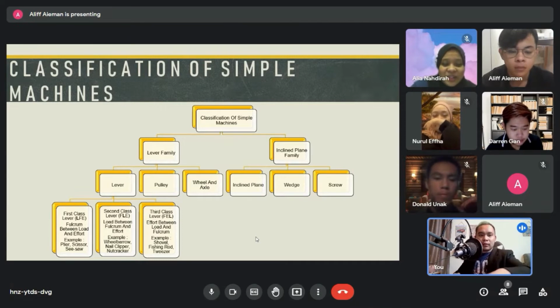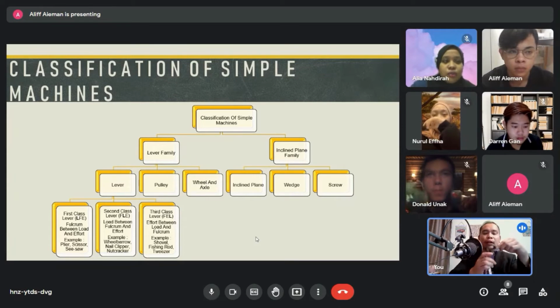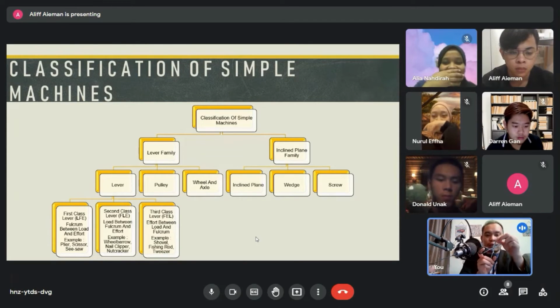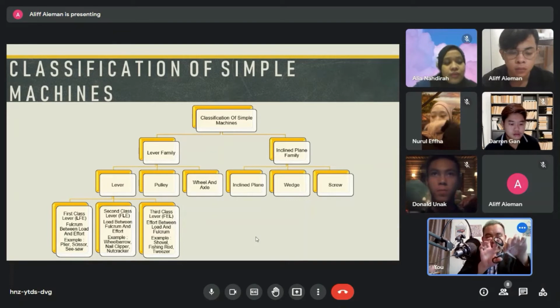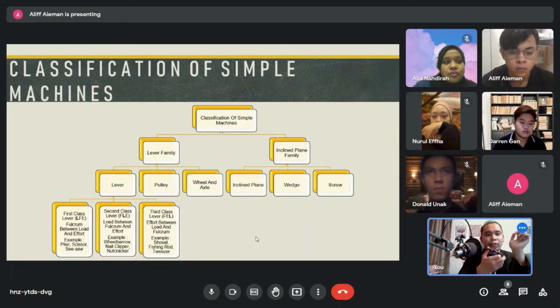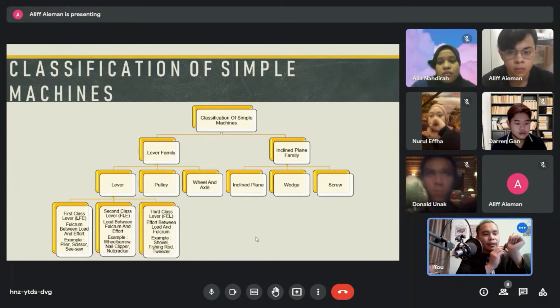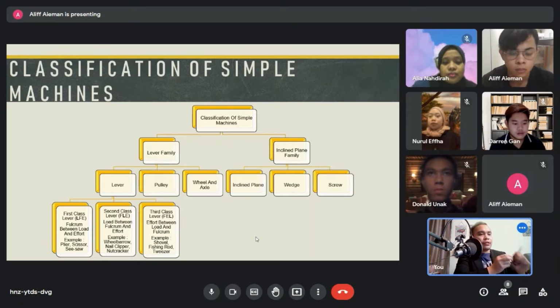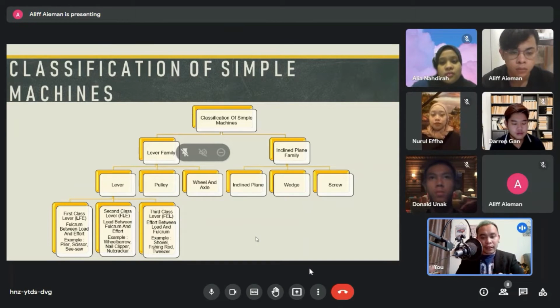So here I have one pair of scissors with me. I will show you how the first class works. So here will be the load, and here will be the fulcrum, and here will be our effort. So when we cut through something, we can automatically understand how the first class works. So that's first class, and next is second class.